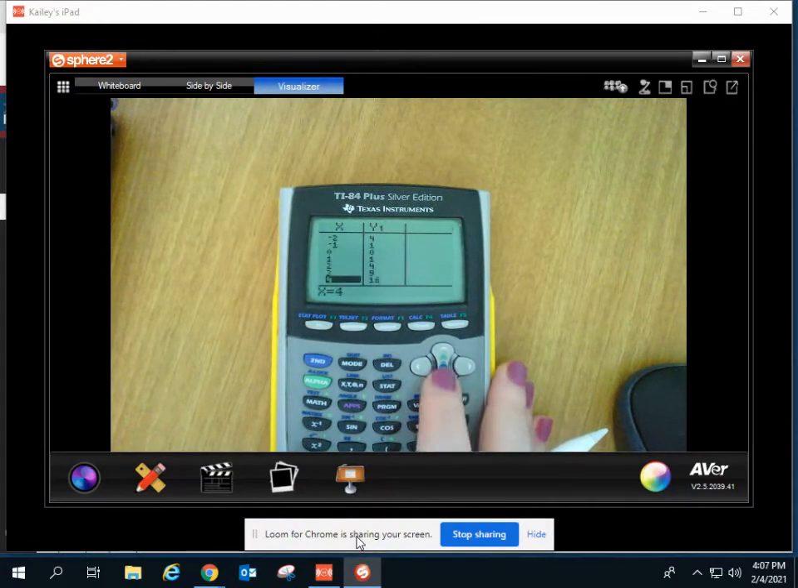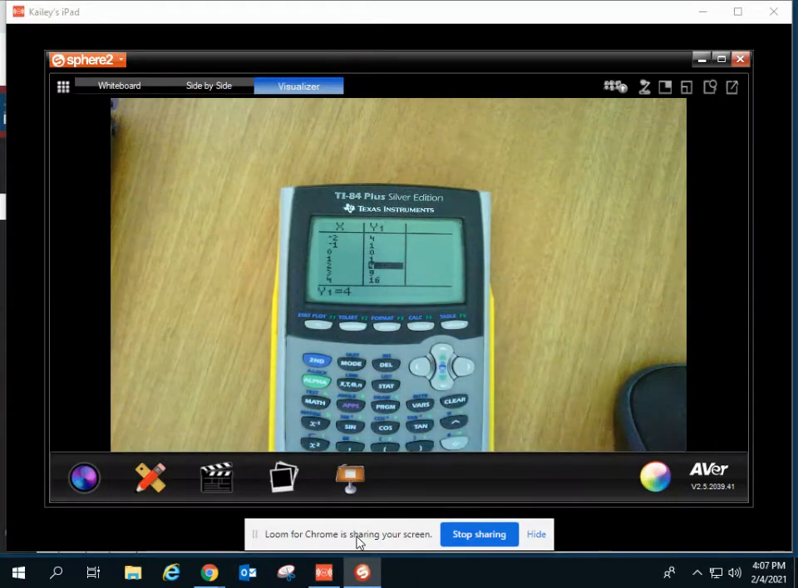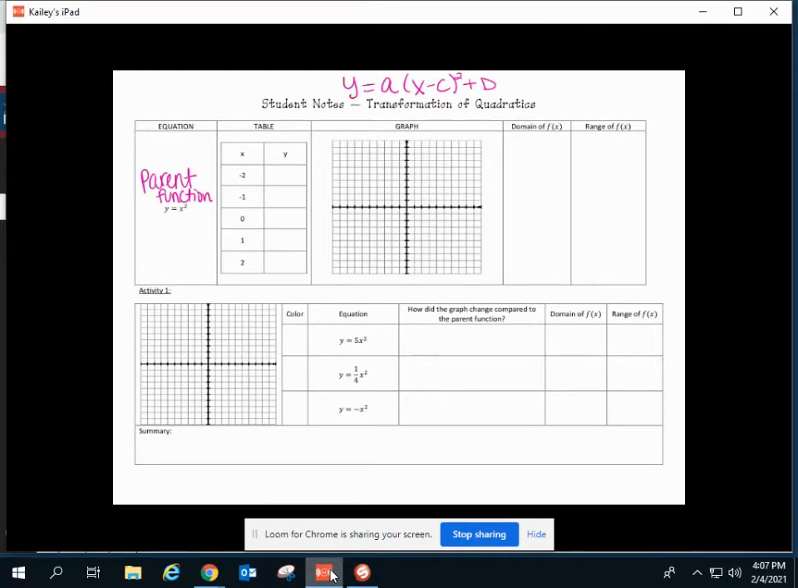so that we can fill in those values that are on our notes sheet. So we're starting with -2. The y value is 4, 1, 0, 1, 4. So I'm going to switch back over and fill those in. 4, 1, 0, 1, 4.